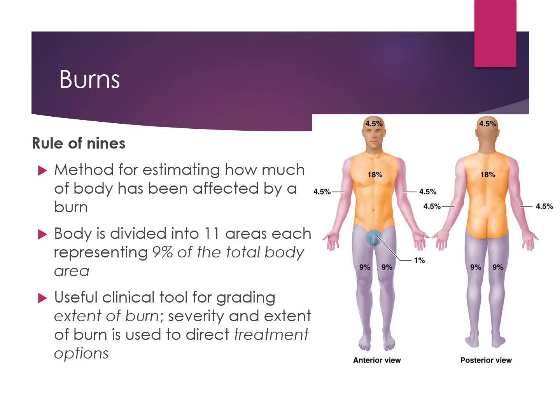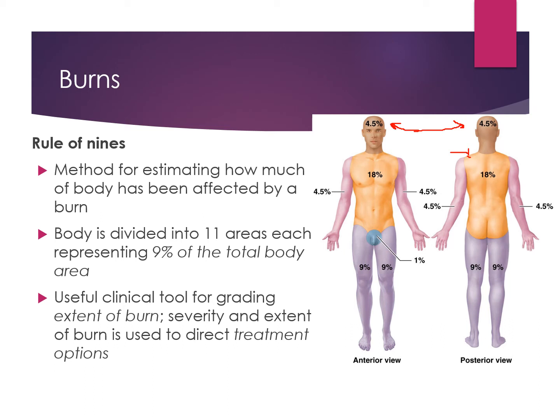In a clinical environment, the rule of nines is a method used for estimating how much of a body has been affected by a burn. In this method, the body is divided into 11 areas, each representing 9% of the total body area. So as you can see in this image, the forehead and the back of the head represent 9%. The chest represents 18%. The back represents 18%.